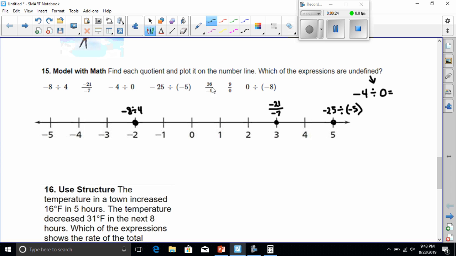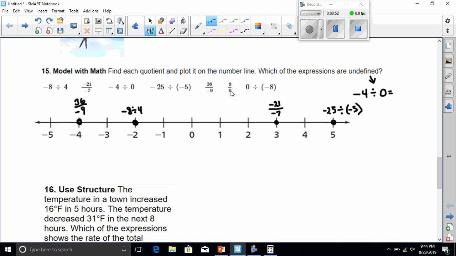Next, we've got 36 divided by 9. Well, positive divided by negative is going to give us a negative. And 36 divided by 9 gives us 4. So we're looking at a negative 4. And that's going to be 36 divided by negative 9.